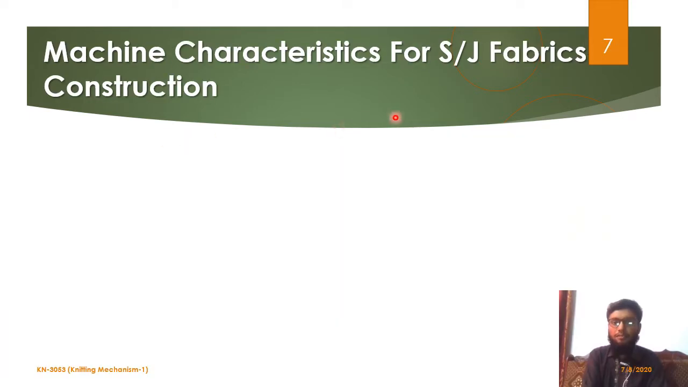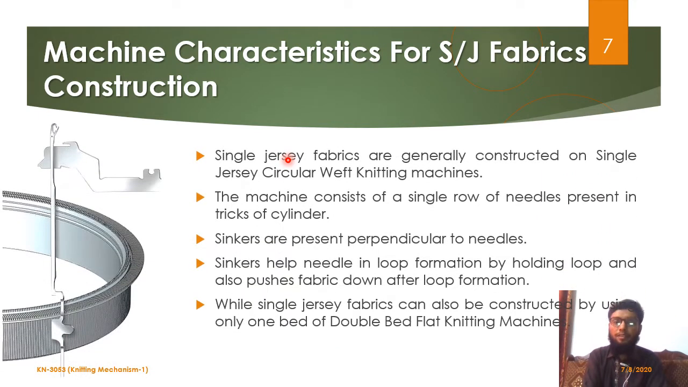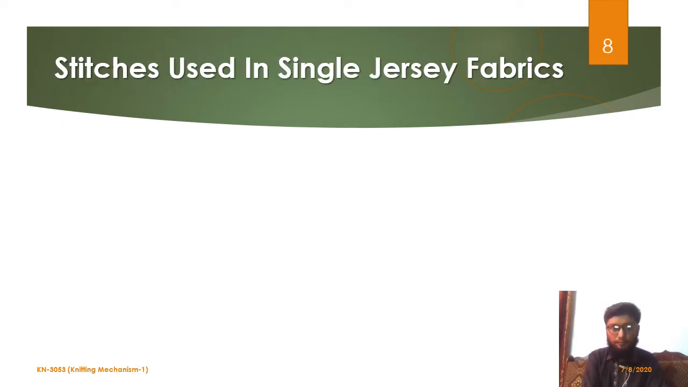Machine characteristics of single jersey fabrics. Single jersey fabrics are generally manufactured on a circular weft knitting machine, or they can be manufactured using a single bed of a double bed flat knitting machine. These consist of sinkers perpendicular to the needles, and the sinker helps in loop holding and pushing the fabric down after fabric formation in single jersey machines.